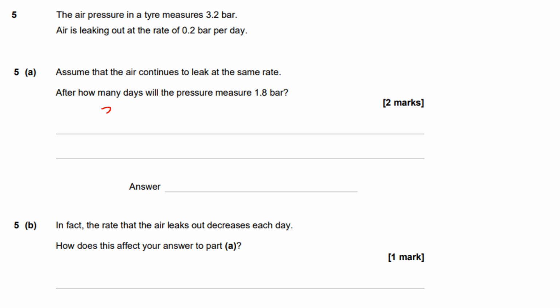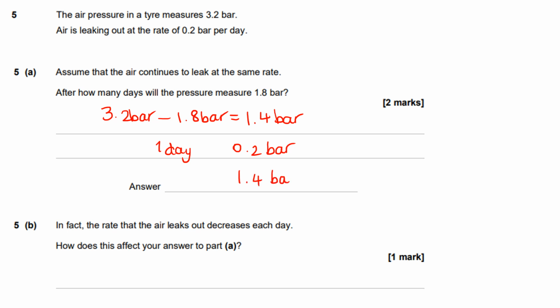So we are going from 3.2 bar to 1.8 bar. So let's just find out what the difference of that is. So 3.2 bar take away 1.8 bar is going to be 1.4 bar. So we know that in one day there's 0.2 bar leaking out. So we are trying to go to 1.4. I mean, you can clearly see that it's going to be times it by 7. So that's the scale between them. So 0.2 times 7 is going to give you 1.4. So 1 times 7 is going to be 7. So that means it's going to be 7 days.